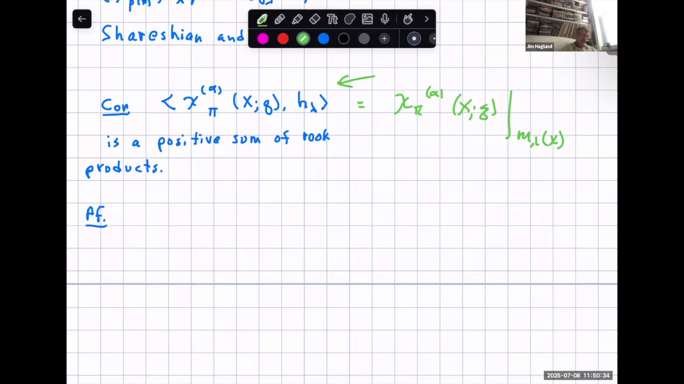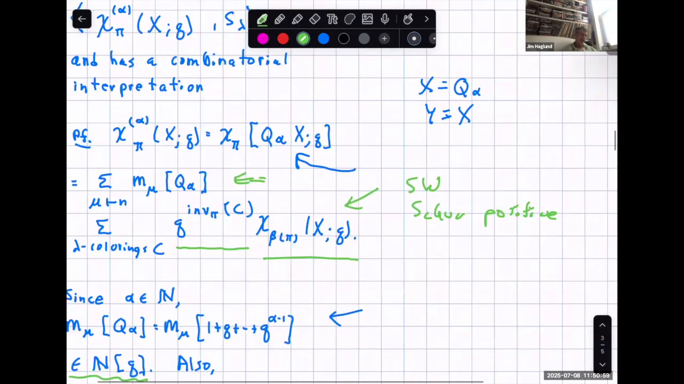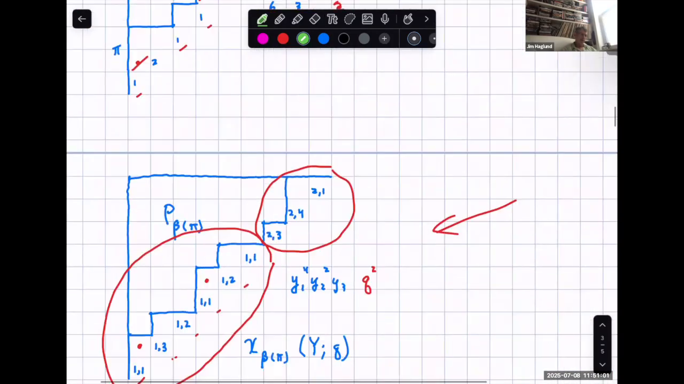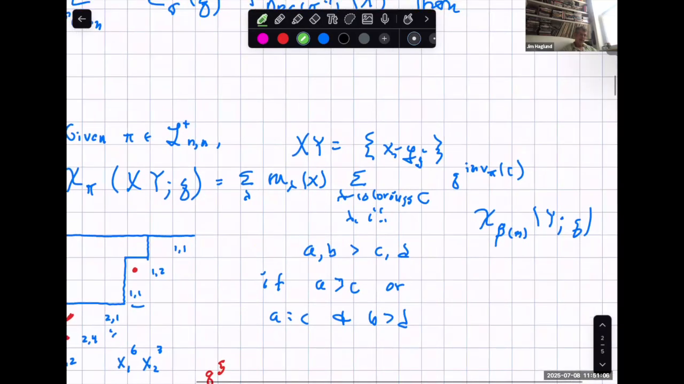So to get this, we're going to let x equal x and y equal q alpha in the xy identity. So basically just letting y equal q alpha. So let's go back up to where we were up here. If you let y equal q alpha, this thing here, earlier in the talk, we showed is a root product.